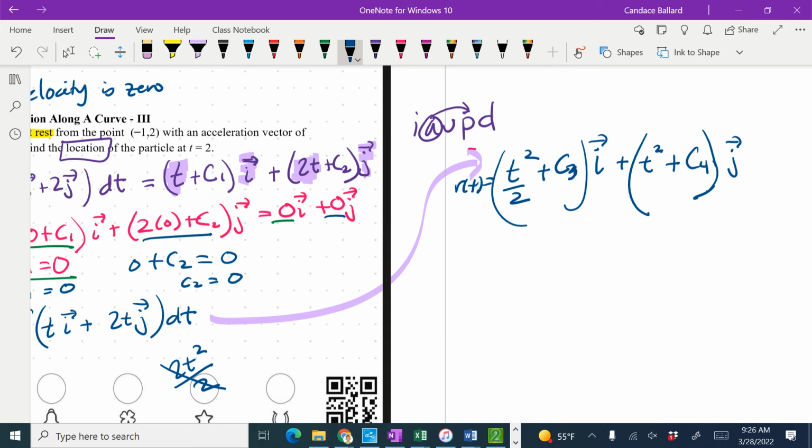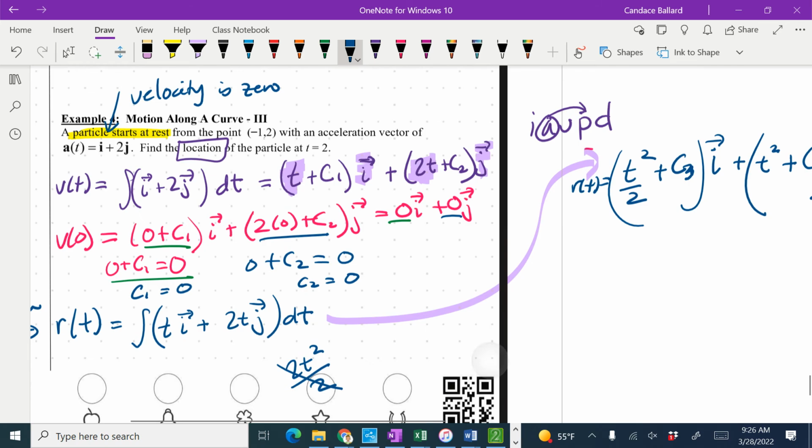Okay. All right. So now we need to solve for our C sub 3 and our C sub 4. We're going to use kind of our initial condition. When we are at rest, what's my component there? Negative 1, 2. So that means when I plug in time 0, I am equal to negative 1i plus 2j.